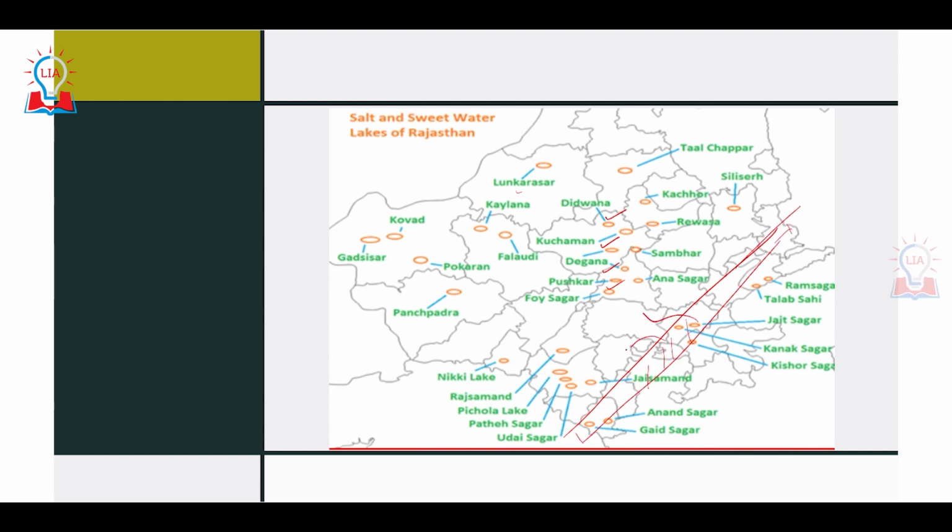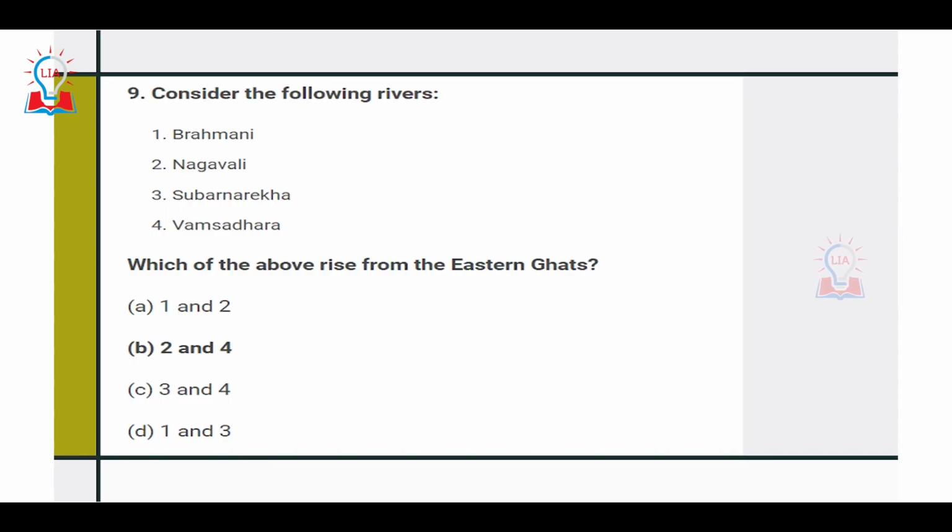From there, a lot of streams emerge and disappear during the dry season. The ninth question again is related to the river system, where it has been asked that out of these four rivers, that is Brahmani, Nagavalli, Suvarnrekha and Vamsadhara, which of the following rivers have origin from the Eastern Ghats? The Eastern Ghats are a network of hills, broken, detached hills that span all the way from Odisha to Tamil Nadu, passing via Andhra Pradesh.